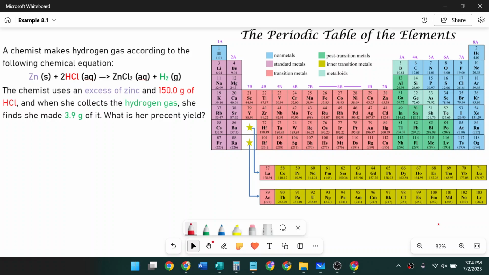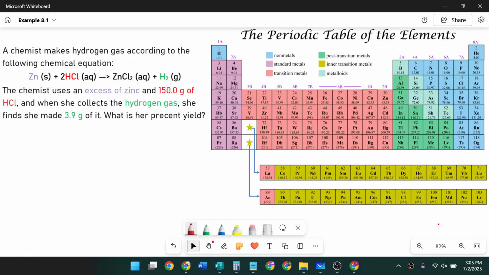That means we know how much they're using of HCl, and they have plenty of zinc, so much that there's a leftover amount. So the HCl is going to be our limiting reactant and going to tell us how much we're going to get of the products. And when she collects the hydrogen gas, she finds she made 3.9 grams of it. What is her percent yield?